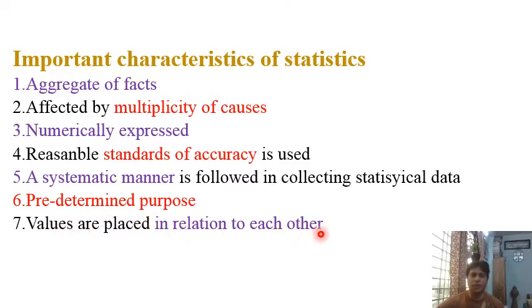Values are placed in relation to each other. Statistical values are not absolute. They are calculated on the basis of each other. Suppose fertilizer increases, production increases. So production is related to the fertilizers, rainfall, and many other things. So one result is calculated on the basis of other results. So statistical factors are placed in relation to each other.